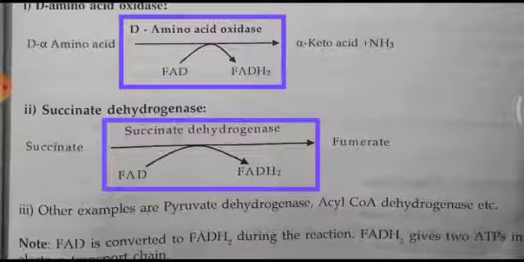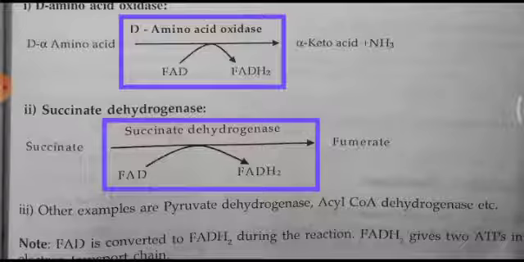The succinate dehydrogenase example is very important, because it comes in the citric acid cycle. Succinate is converted to fumarate, one of the steps in the citric acid or Krebs cycle. Succinate dehydrogenase is involved in this reaction. It utilizes FAD and gets converted to FADH2.